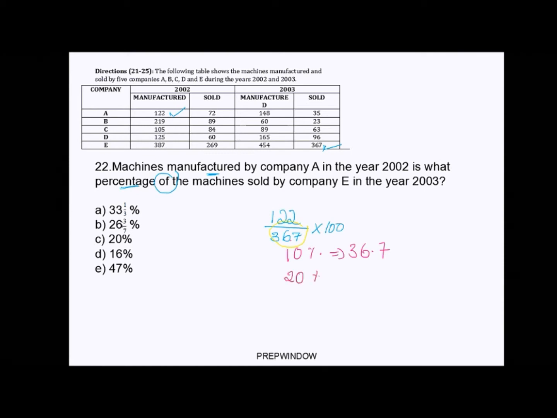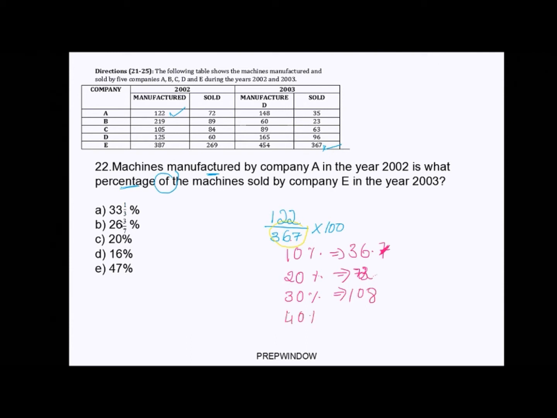Now 20% of the denominator is double of 36.7. It could be around 36, and double is 72. So I would say it is 73 point something. Or else we can take the denominator as only 36 for the time being. 10% of the denominator is 36, so 20% becomes 72. 30% will be 3 times 10%, that will be 108. 3 into 36 is 108, approximately.